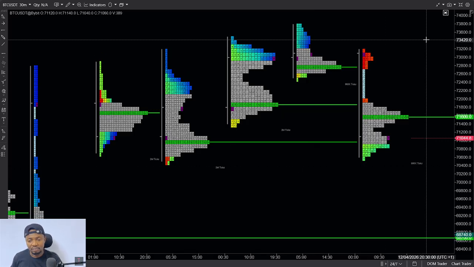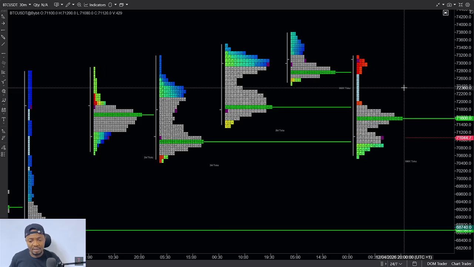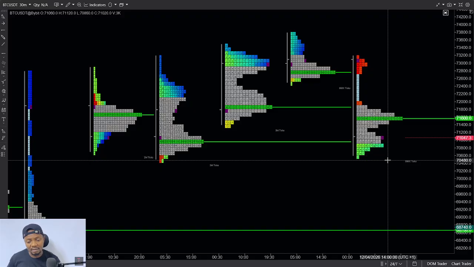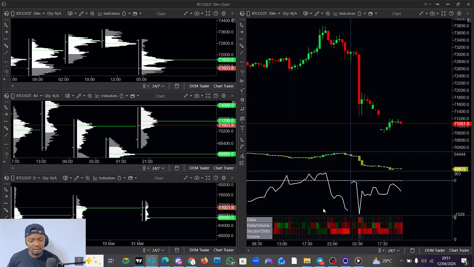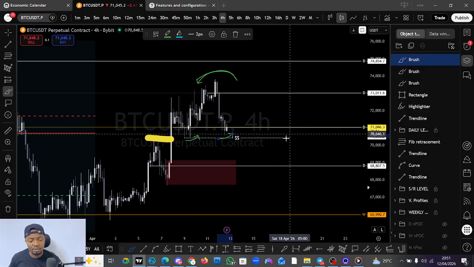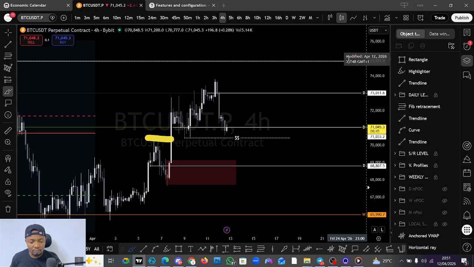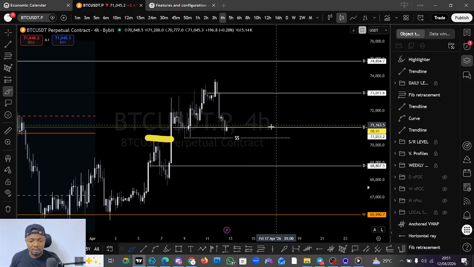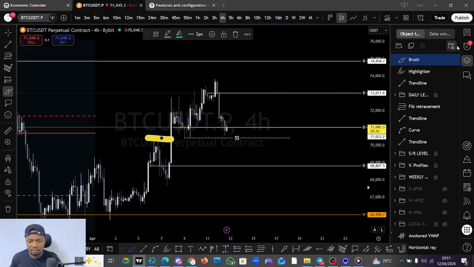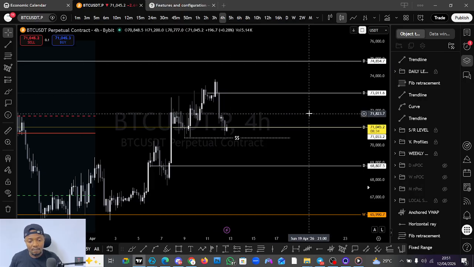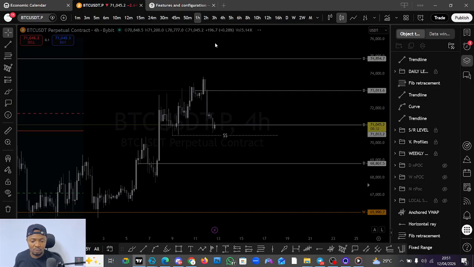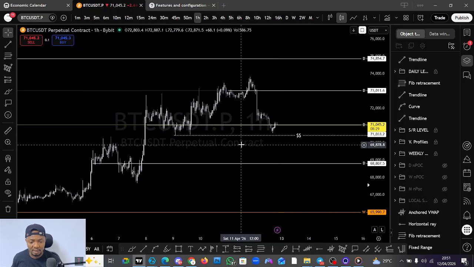And then the entry could be around 70,300 or 70,200 to 70k thereabout. So that's that for the market profile information. I would pay more attention to this current price. Then going back to the 1 hour time frame, we can now zoom in.